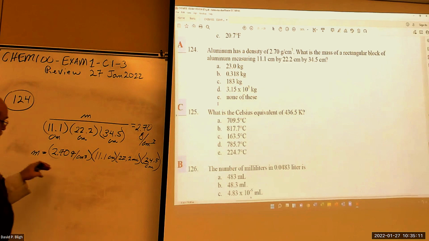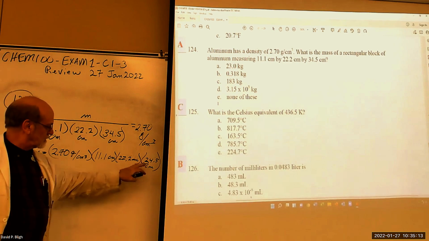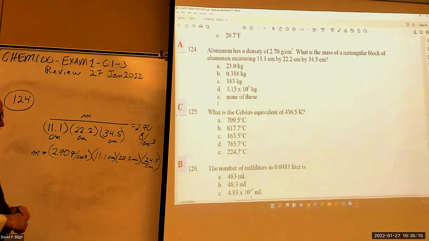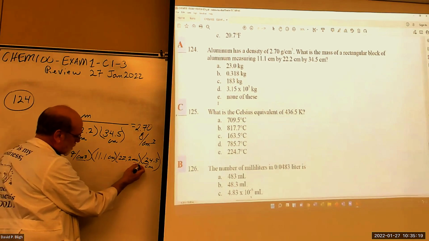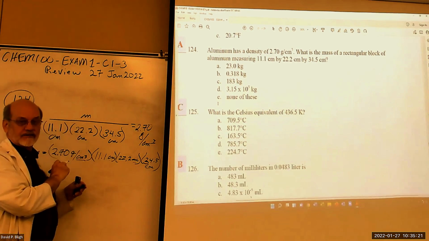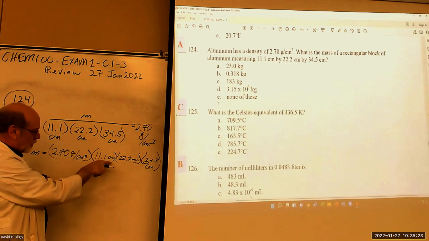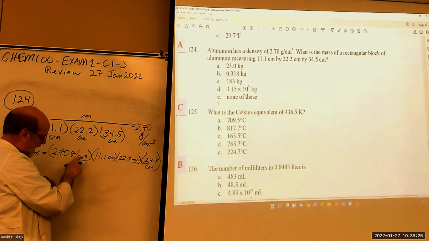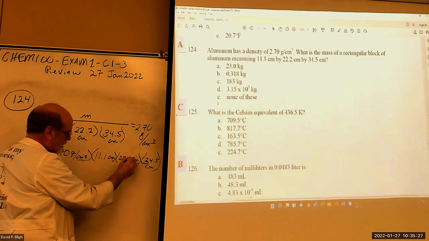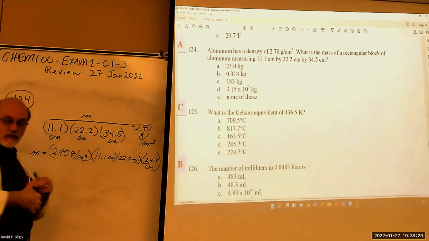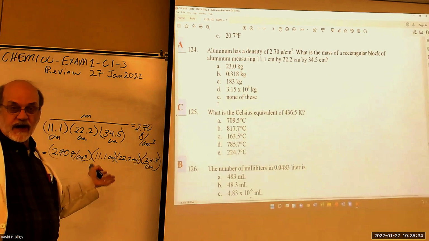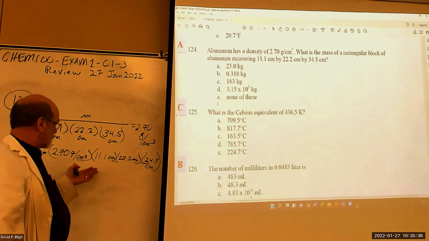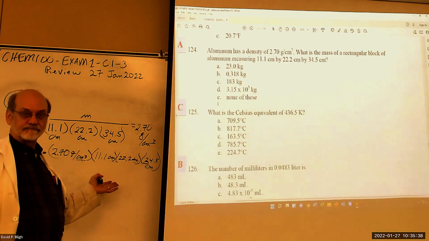So now all we have to do is multiply that times that times that times that. And this is cubic centimeters, and centimeters times centimeters times centimeters is centimeters cubed. So this unit cancels that unit. Remember, when you do a calculation, you don't just multiply, divide, add, subtract the numbers. You do it to the units too.